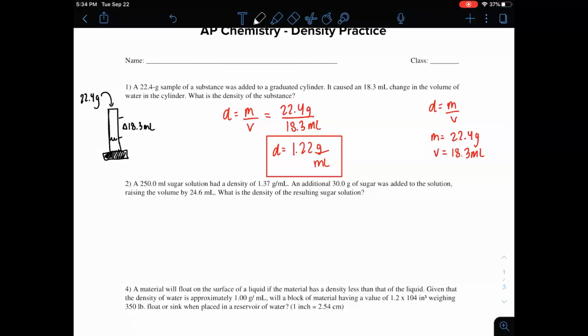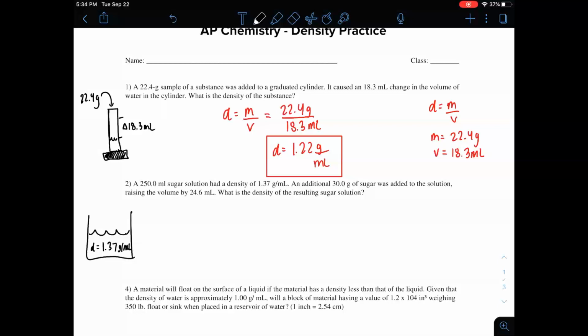There are a lot of things going on in this problem. So if we draw our picture here, if I start it off, my sugar solution in here has a density of 1.37 grams per milliliter originally.